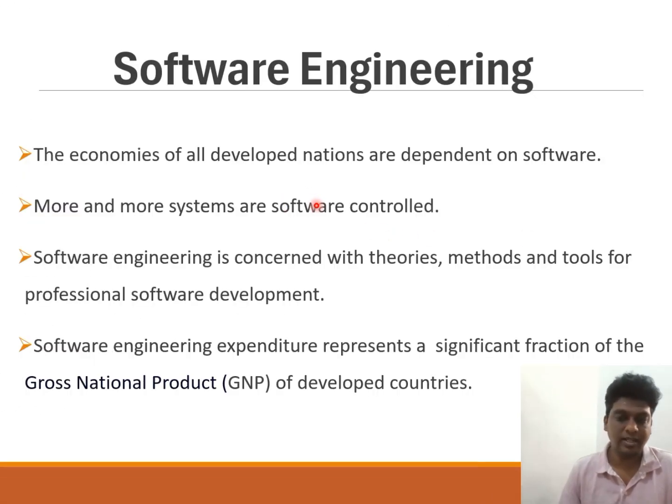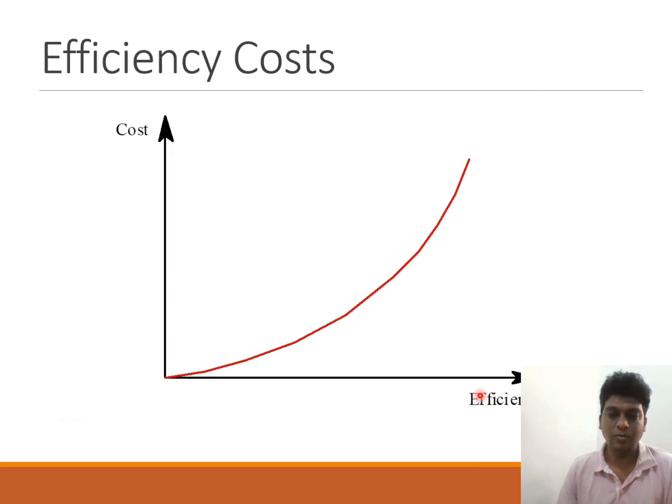The economies of most countries, both developed and developing, depend on software. Software engineering involves the theory, methods, and tools required for professional software development. The expenditure on software engineering is a significant fraction of the gross national product of the developed countries. If you want to provide software in an efficient manner, automatically the cost also becomes high.